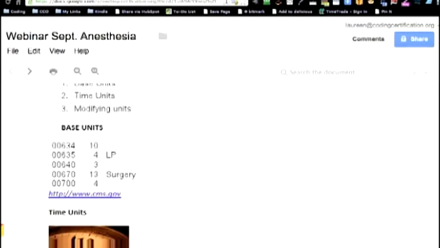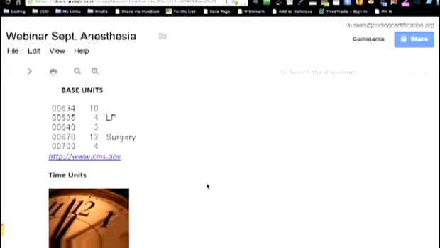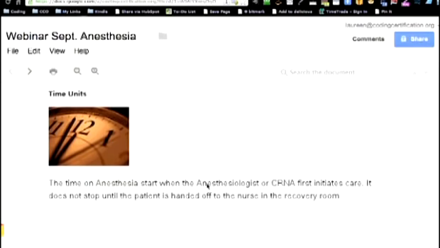So let's go down. The next thing you need to know is the time units. This is real important, and I can guarantee you there are test questions on the time for anesthesia. Be prepared. I think there's maybe 8 anesthesia questions on the CPC exam, and one of them will most likely be on how to measure time for the anesthesia. What you need to know is that time starts for the anesthesiologist from the point he walks into your room and starts discussing your procedure with you. He starts the clock then.